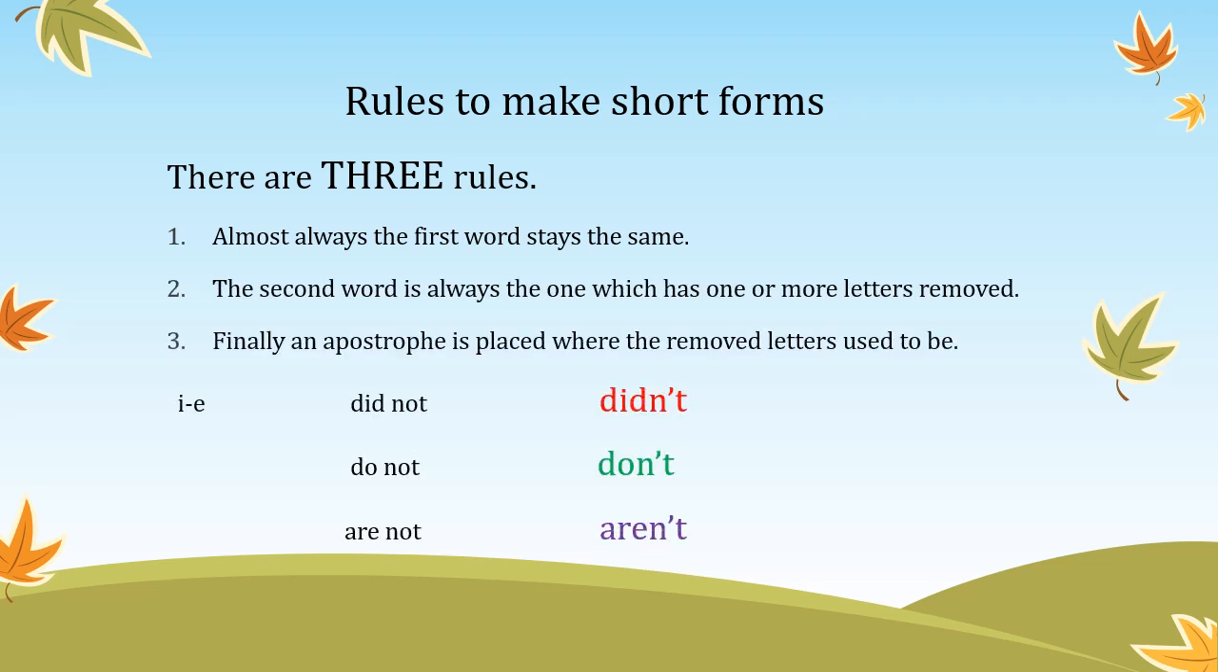Rules to make short forms. There are 3 rules. Number 1, almost always the first word stays the same. The second word is always the one which has one or more letters removed. Number 3, finally an apostrophe is placed where the removed letters used to be. Now look at these rules one by one.